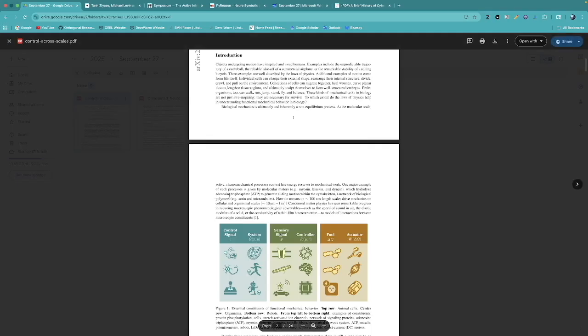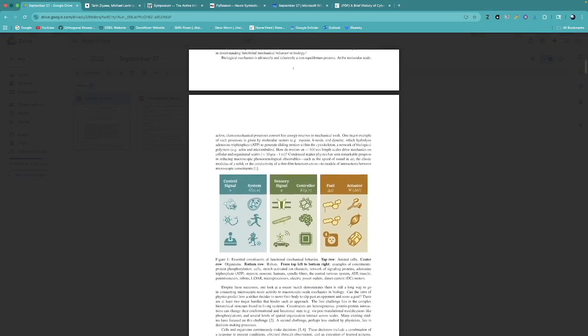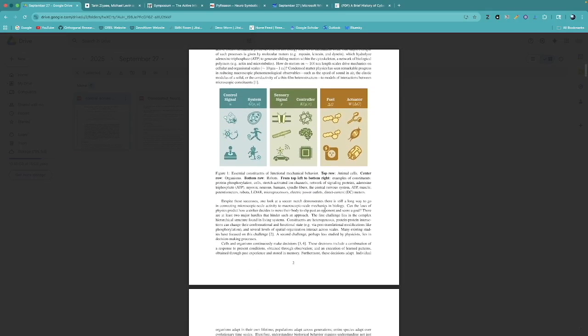Which hydrolyze ATP to generate sliding motion within the cytoskeleton, a network of biological polymers. Now, how do motors at around the 100 nanometer scale drive mechanics on the cellular and organismal scales, which are usually around 10 microns to 1 meter? And so we can turn to condensed matter physics to find those descriptions, but we want to consider these as sort of part of a larger class of behaviors.